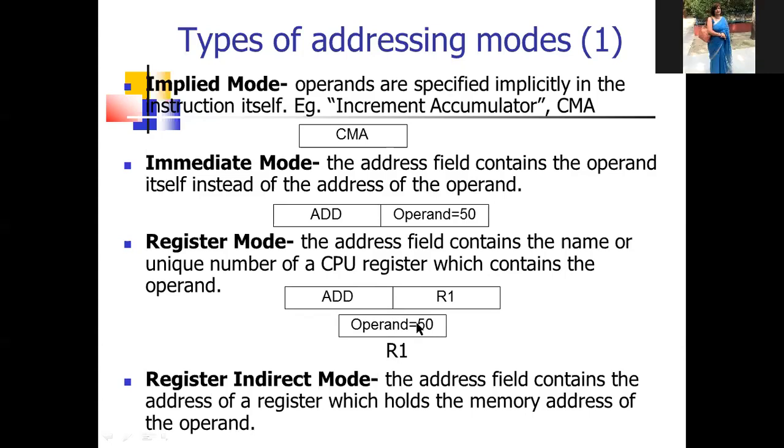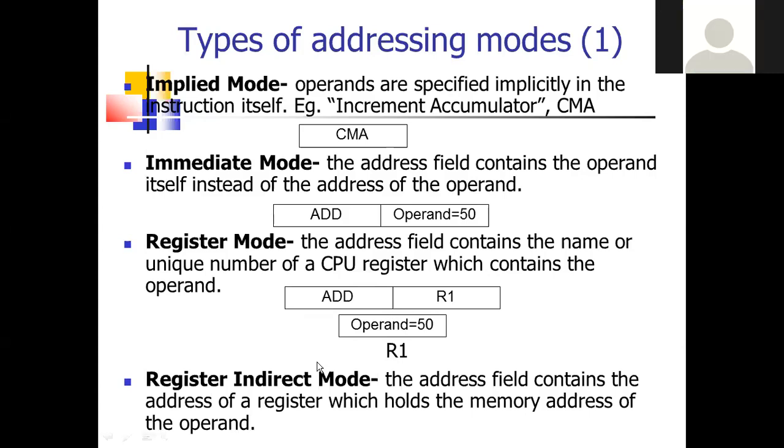So finally, how is the value of the operand collected? This value 50 will work as the value of the operand in case of your register mode. Fine. This is the definition of register mode. And later on, I will illustrate all these concepts by taking one example. It will be more clear to you.